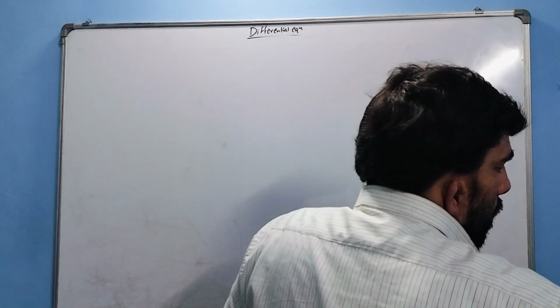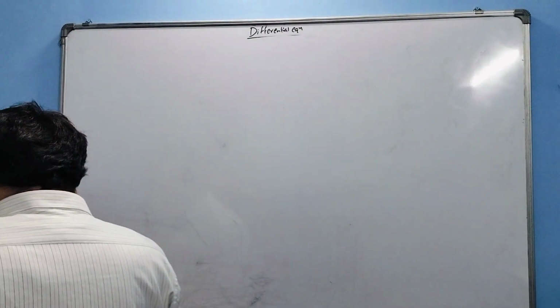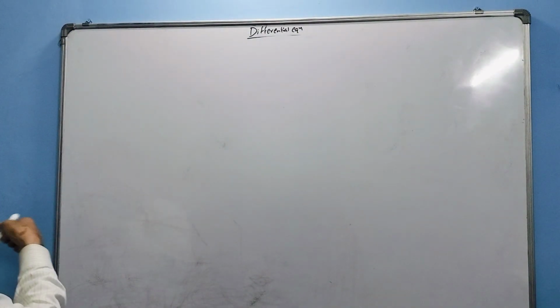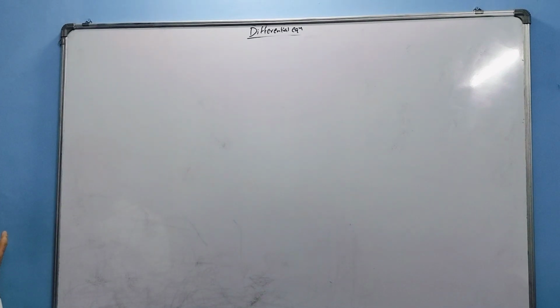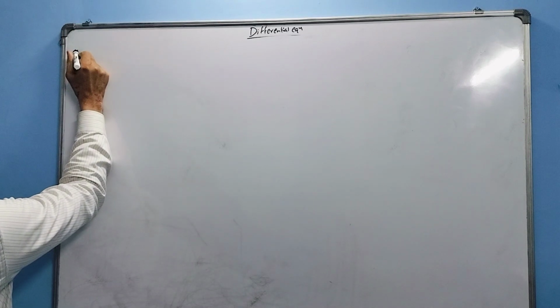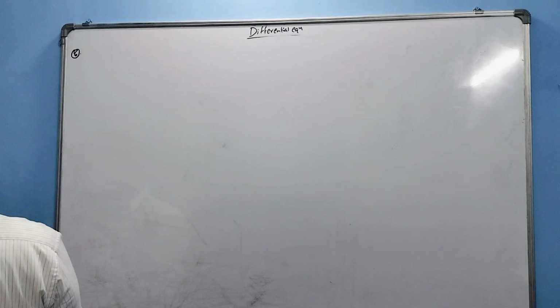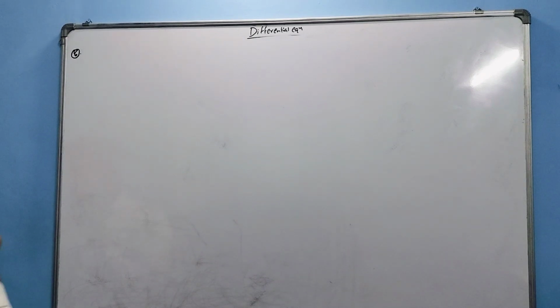Okay, now let us see what they have given in the 6th question. We have just solved the 5 numericals. Now let us try to solve the 6th one. The 6th question says: find the general solution of the differential equation.